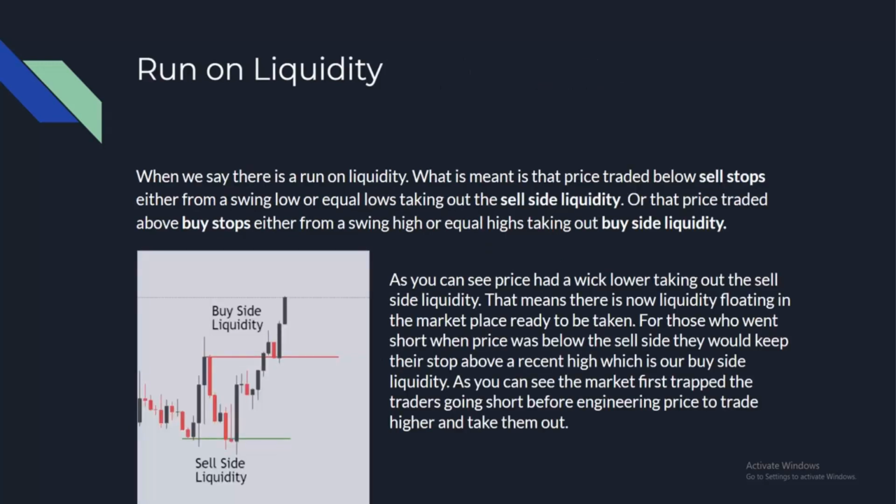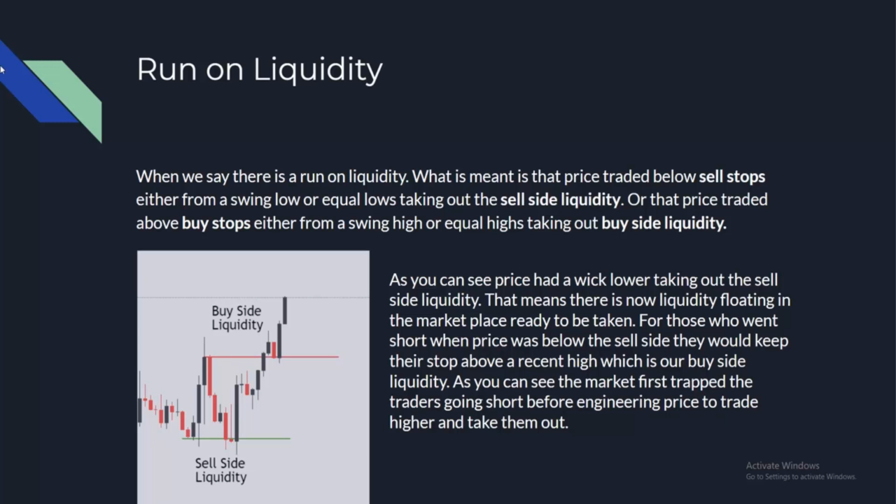The run on liquidity. When we say there's a run on liquidity, what's meant is that price traded below sell stops, and those sell stops were made either from a swing low or equal lows. When price trades below those lows, that's price taking out the sell side liquidity in the market. And buy stops would be the other way. Buy stops are created either from a swing high or an equal high, and when price trades above that point, that's price taking out the buy side liquidity.